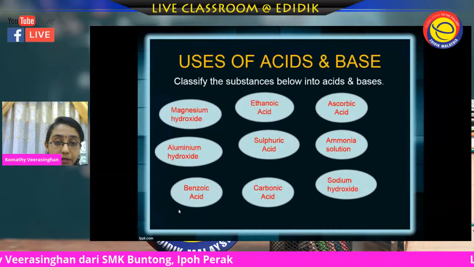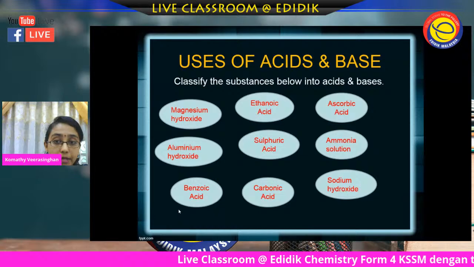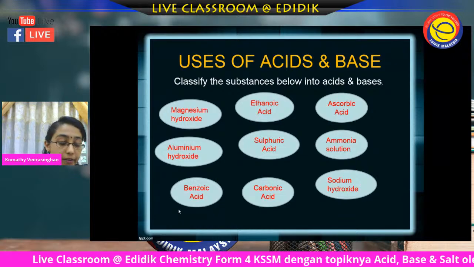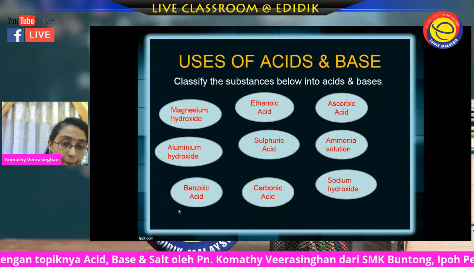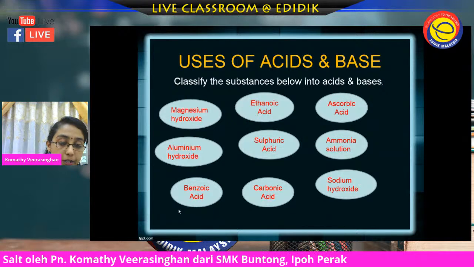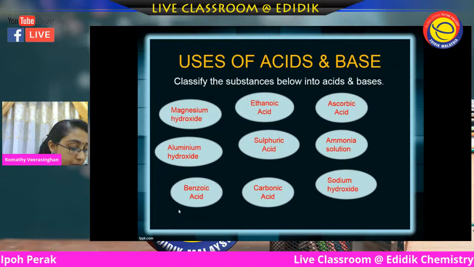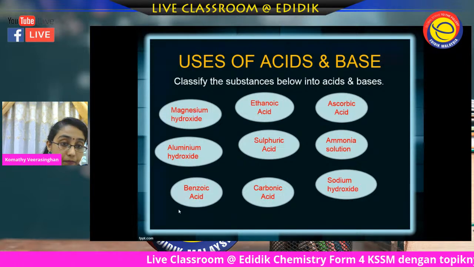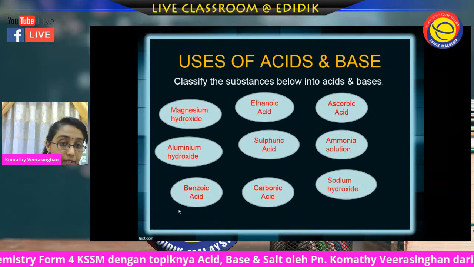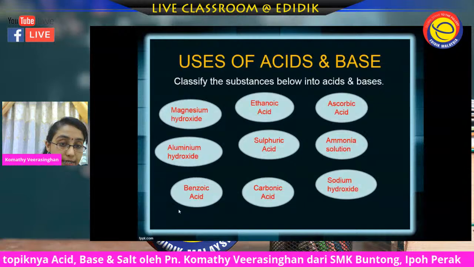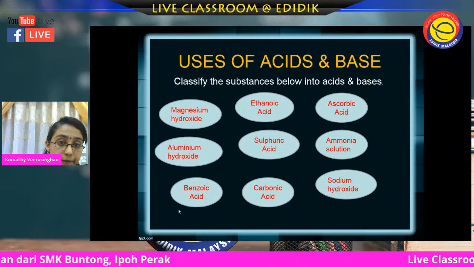Can anyone tell me from these 9 substances how many acids and how many bases there are? You can respond in the chat box. While doing your I-Think map, based on the types of substances I've given you, classify these substances into acids and bases. Use the I-Think map to classify them.